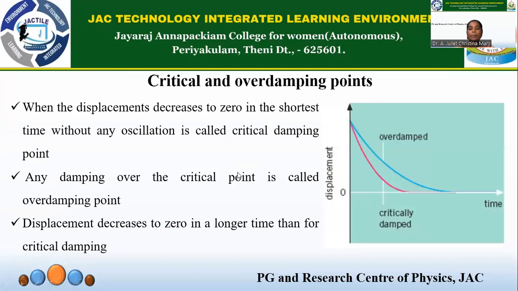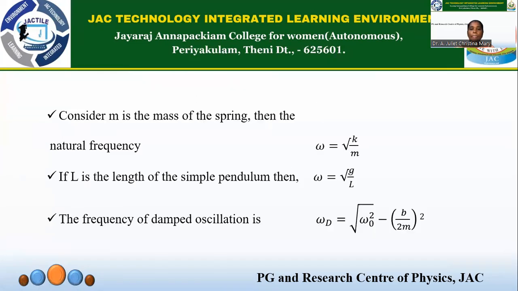Based on this damping position, damped oscillation can be classified into two categories. One is critical and the other is over damping. When the displacement decreases to zero in the shortest time without any oscillation, it is called critical damping. In the graph, the pink color one represents the critical damping position. Any damping over the critical point is called over damping. From the graph, the blue color one represents the over damping point. Displacement decreases to zero in a longer time than for critical damping.